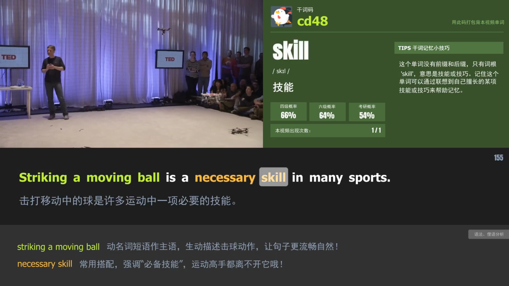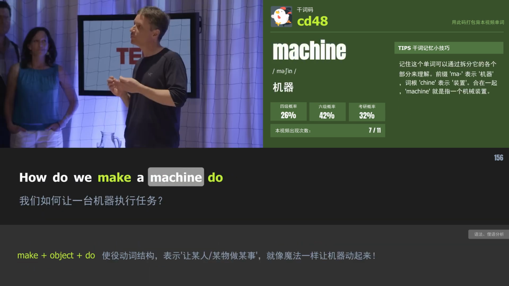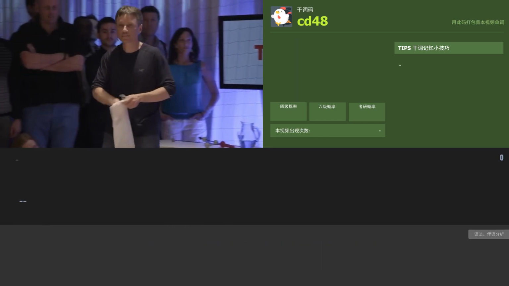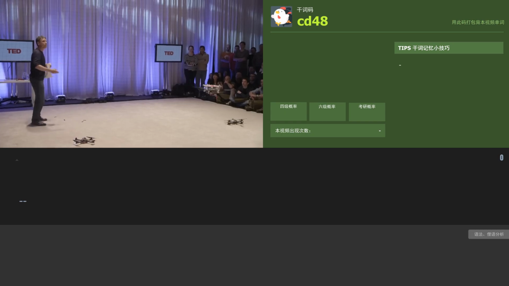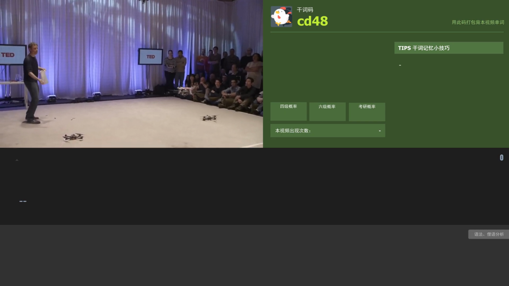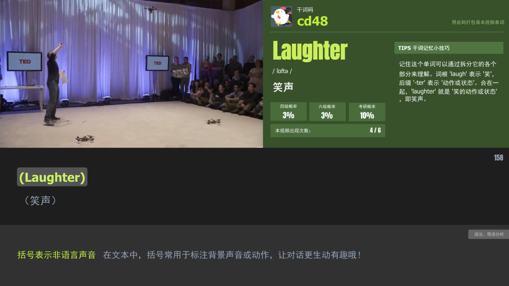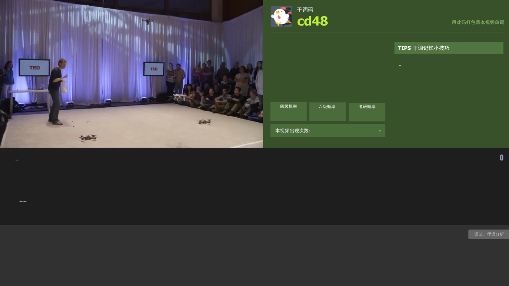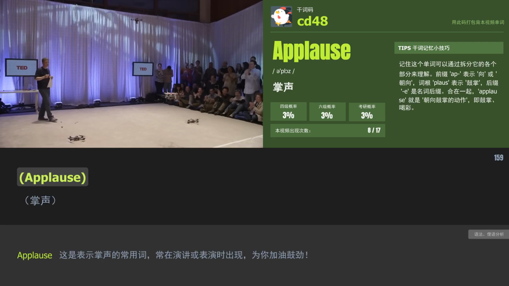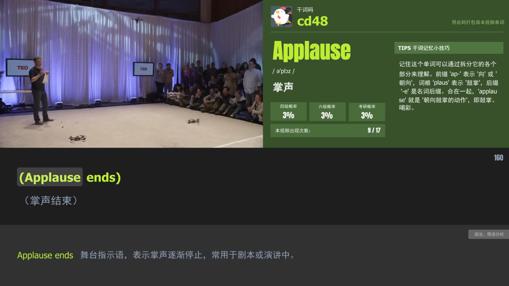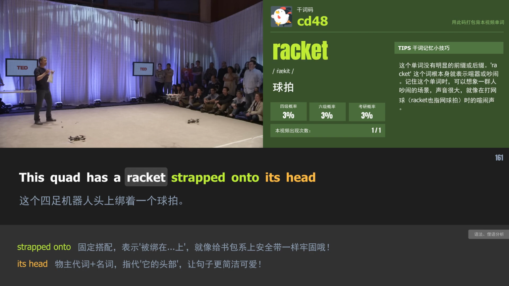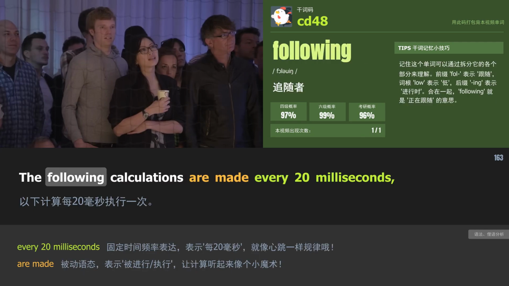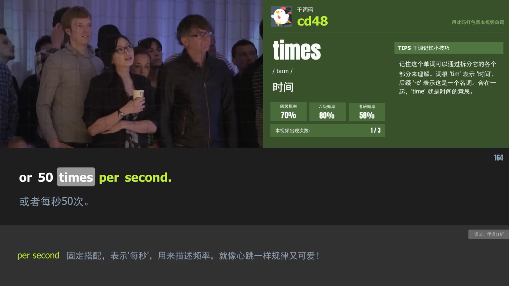Striking a moving ball is a necessary skill in many sports. How do we make a machine do what an athlete does seemingly without effort? This quad has a racket strapped onto its head with a sweet spot roughly the size of an apple, so not too large. The following calculations are made every 20 milliseconds or 50 times per second.